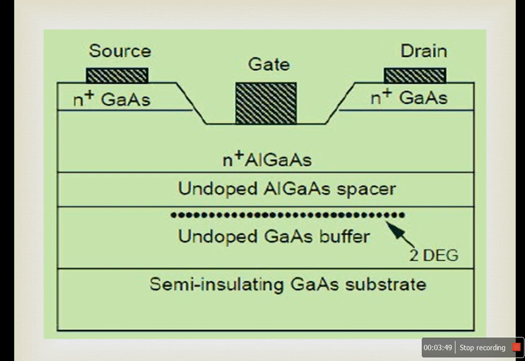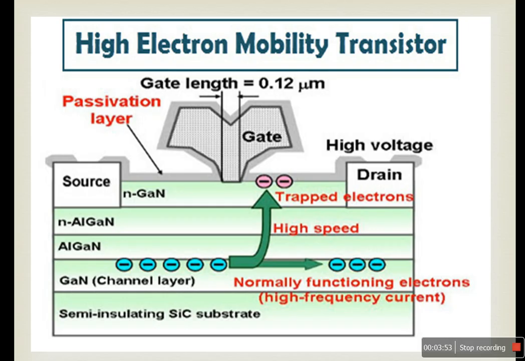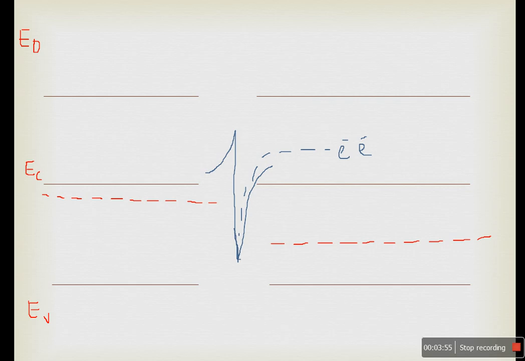Let us understand the concept by using the energy band diagram. For example, let us say the junction is formed between two different band gap materials. Let us say this is a doped gallium arsenide material, and this is an undoped gallium arsenide material.